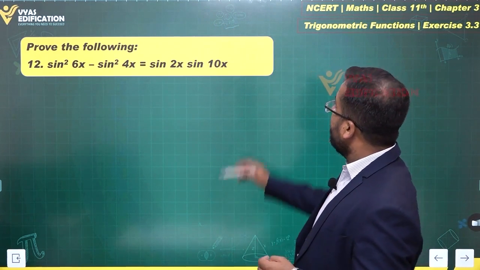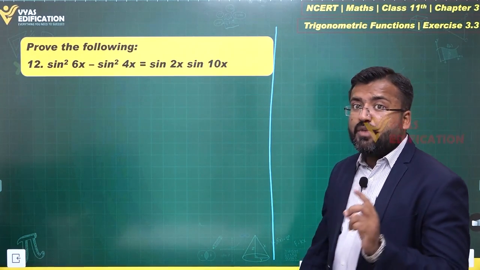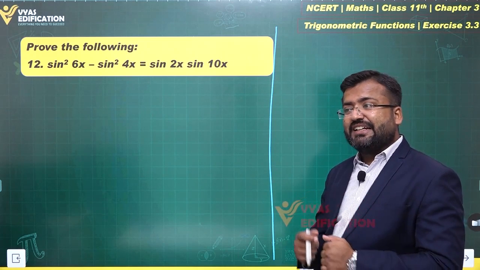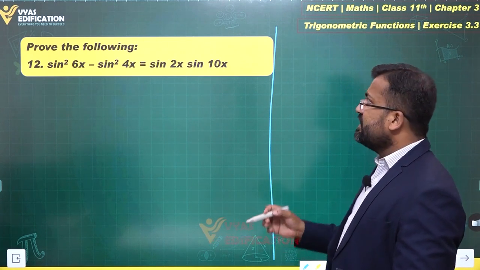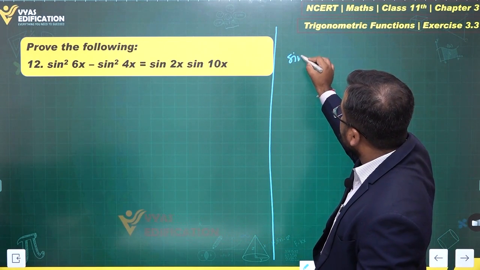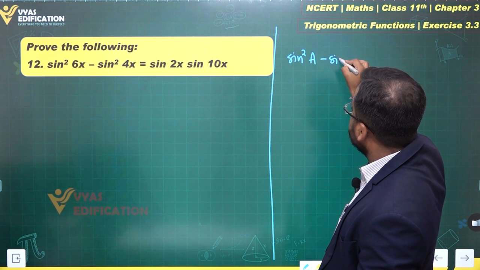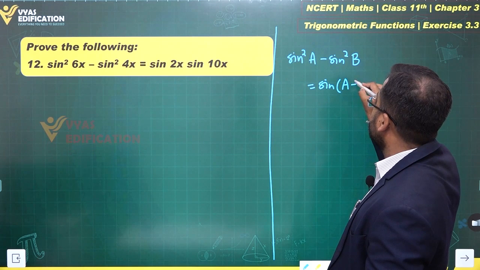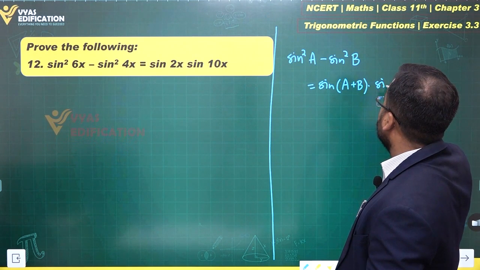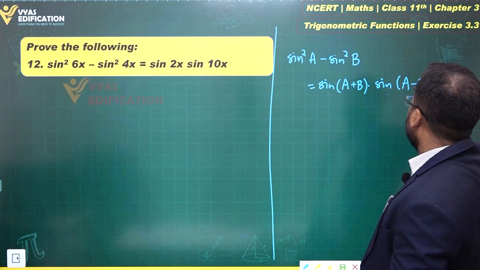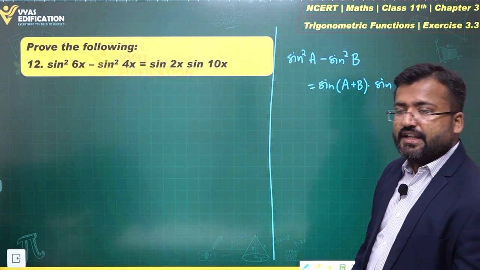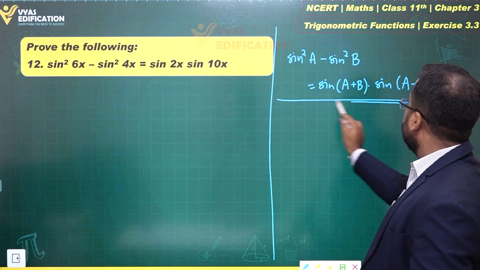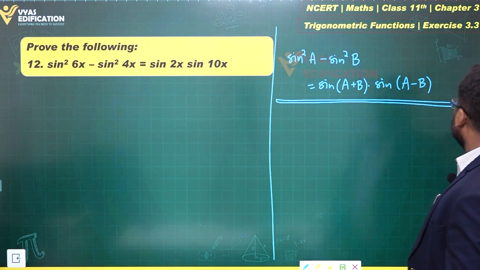One of the results, if you remember one particular result, this is not given in the NCERT, but if you remember that result, this question becomes direct. What is the result? Result is sine square A minus sine square B is equal to sine A plus B times sine A minus B. Now, since I am giving you a new result, if you have studied only from the NCERT, you would not encounter this result. But if you know this result, you can solve this question directly.